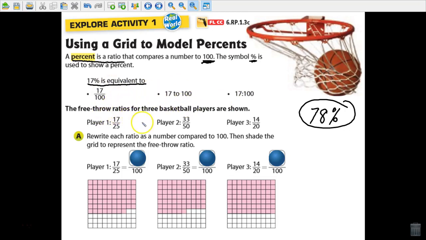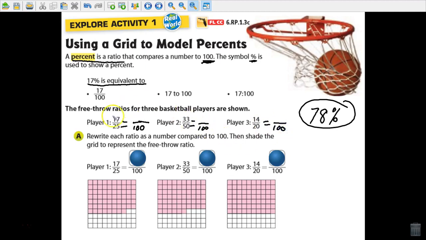The free throw ratios for 3 basketball players are shown. Player 1, 17 to 25. Player 2, 33 to 50. Player 3, 14 to 20. So, what I'm going to do is make the bottom 100 to compare it to 100 to make them percents. Rewrite each ratio as a number compared to 100. That means make them percents, basically. Or compare them to 100.